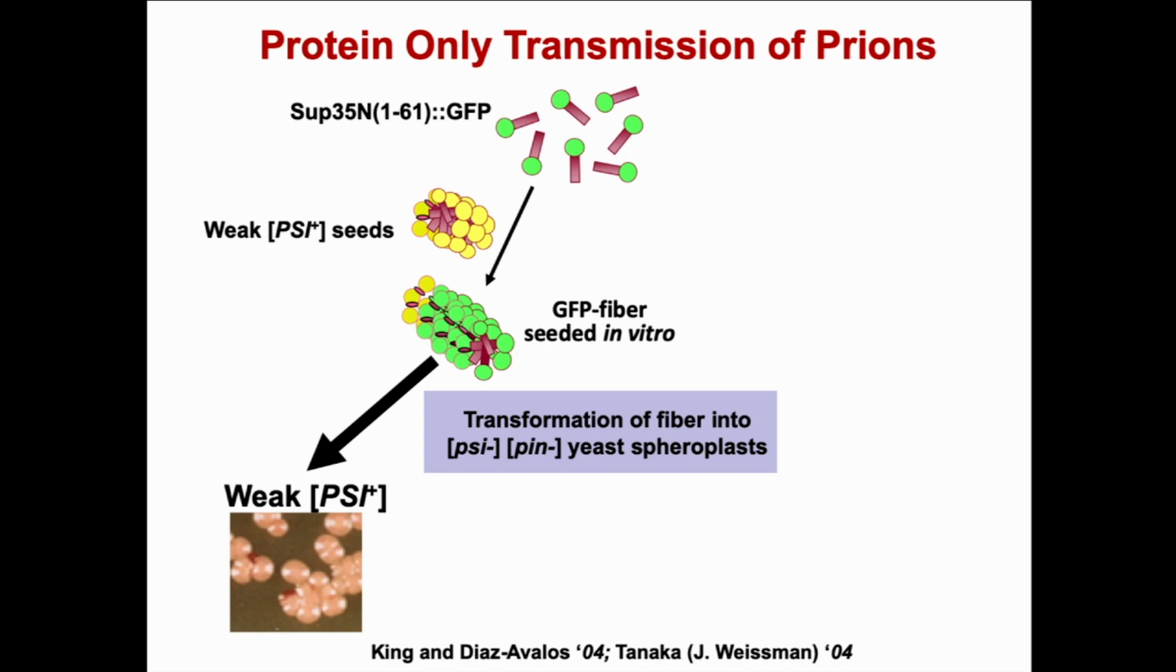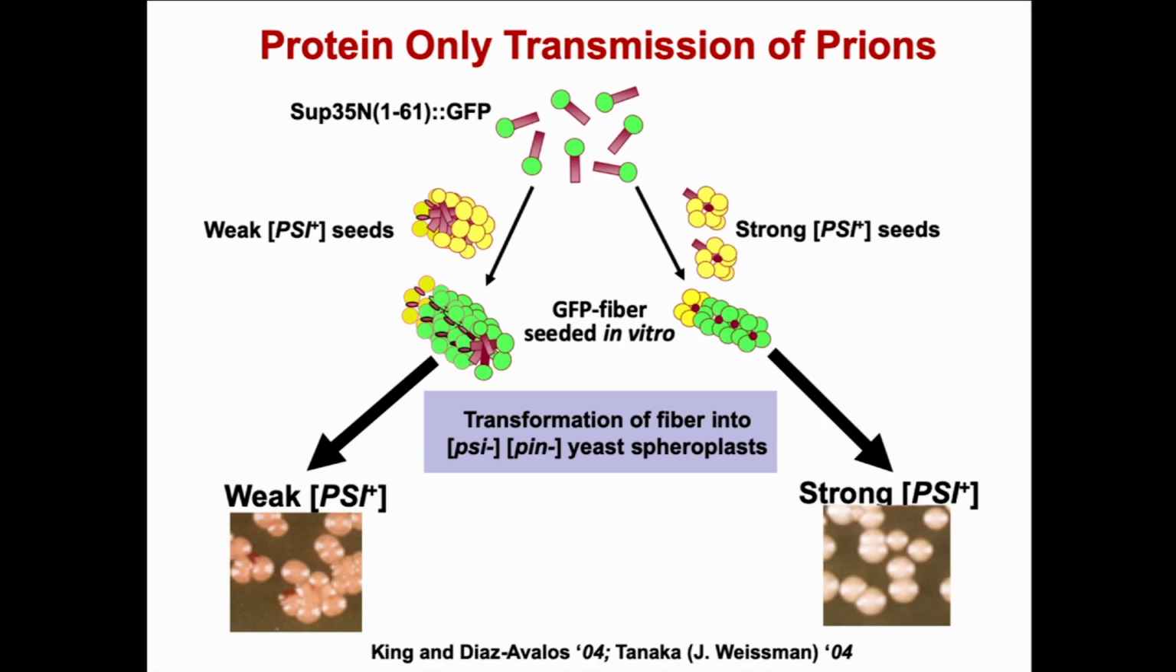The proof of the protein-only hypothesis was done in yeast before it was done for the mammalian prion PrP, and these proofs used the different psi variants and the PIN factor. In this rendition, a portion of the SUP35 prion domain fused to GFP is seeded to form a fiber by seeds isolated from weak psi strain, and when these seeds are transformed into psi minus, PIN minus yeast spheroplasts, they gave rise to a large percentage of weak psi. The same experiment done using strong psi seeds gave rise to strong psi.